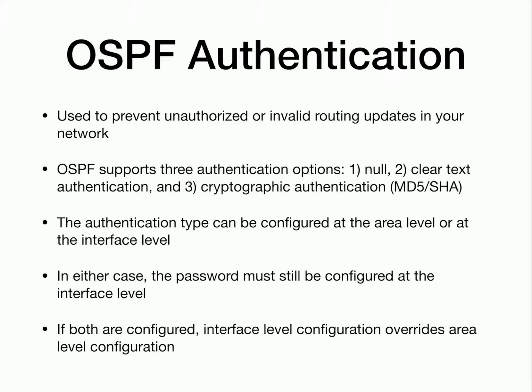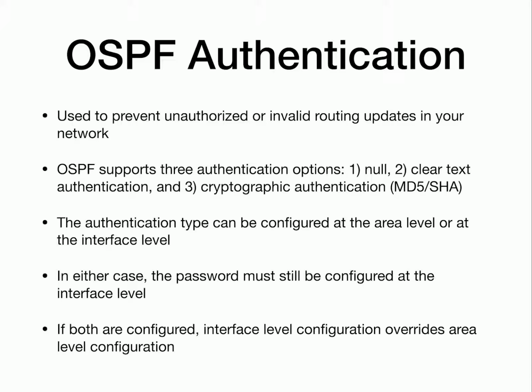Now, there are essentially 2 ways to configure authentication, at the area level or at the interface level, but in both cases, the password must still be individually configured between the neighbors on the interface. Now, if the authentication type is configured at both area and interface levels, the interface level configuration overrides the area level configuration. So let's say, for example, you had clear text authentication configured at the area level and MD5 authentication configured at the interface level, then the MD5 authentication would override the clear text authentication in this case.